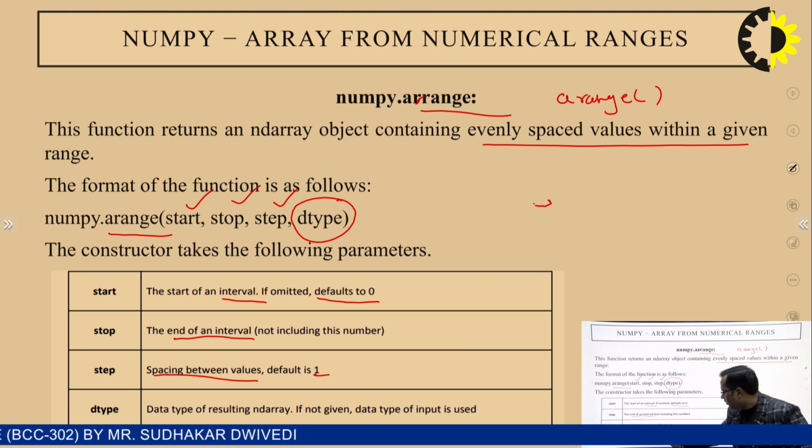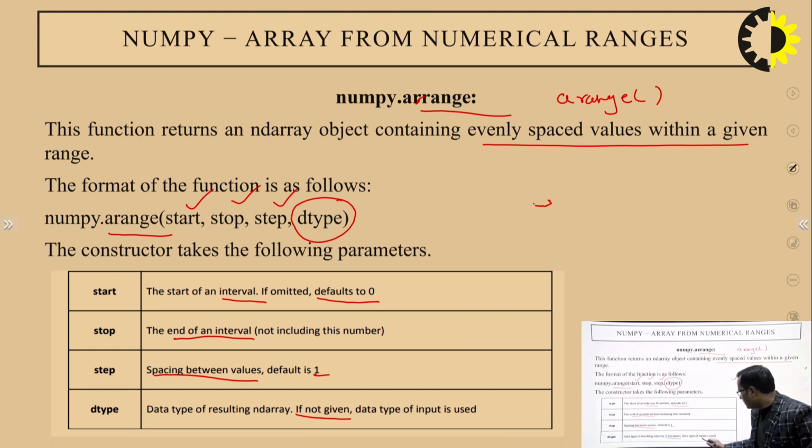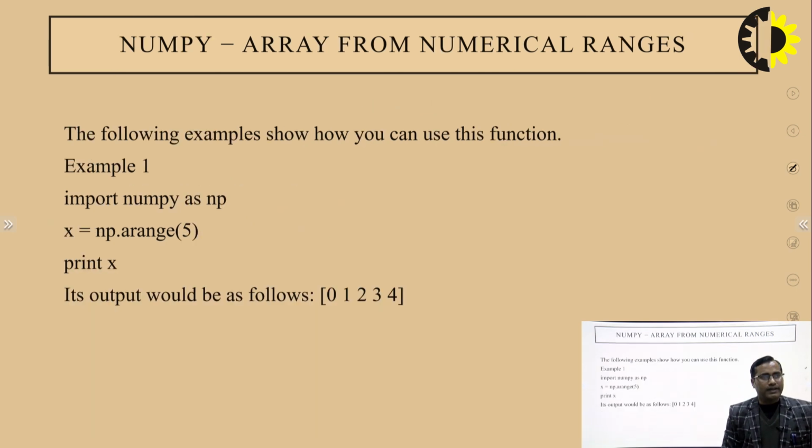And the data type of the resulting ND array; if not given, the data type of the input is used. If we want to create an ND array object of specific data types, we can use the dtype parameter. For example, see, we have created an ND array object starting from 0. We have provided only one parameter here.